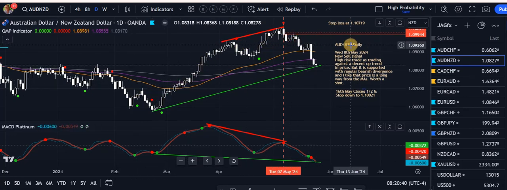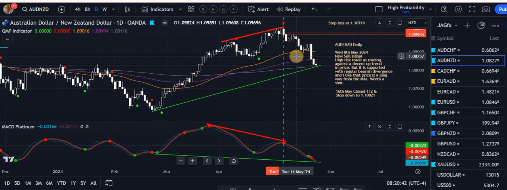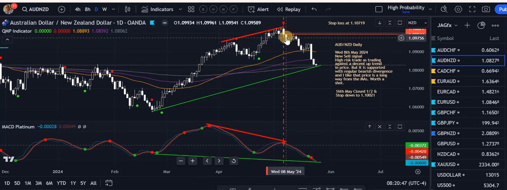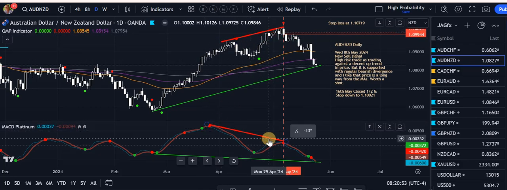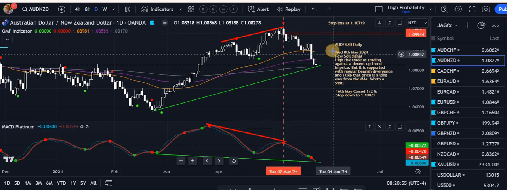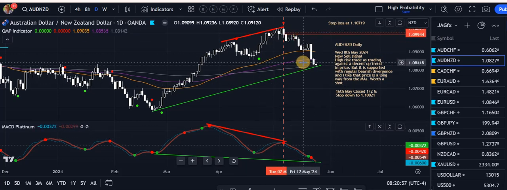So we're in the sell from the 8th of May, high risk trade, trading against the uptrend. So I took the trade in here. Look at the moving averages stacked to the upside. Price, you got that divergence there, and it's come down nicely. 16th of May, closed half. I'm thinking about in here somewhere.